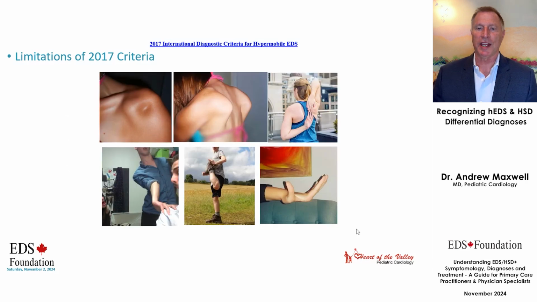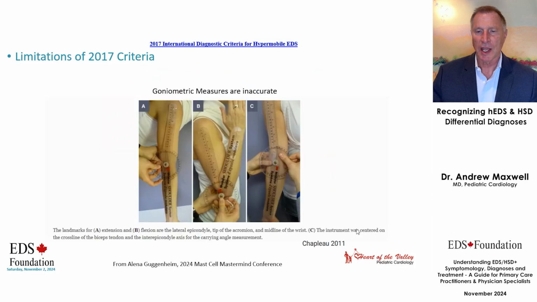Some of those other joints that are hypermobile that don't show up on the Beighton score can be wing scapula and just various other joints that are clearly hypermobile but are not showing up on the Beighton score. Another limitation is some of these measurement techniques are not very accurate. And here's a picture of one that is particularly problematic.